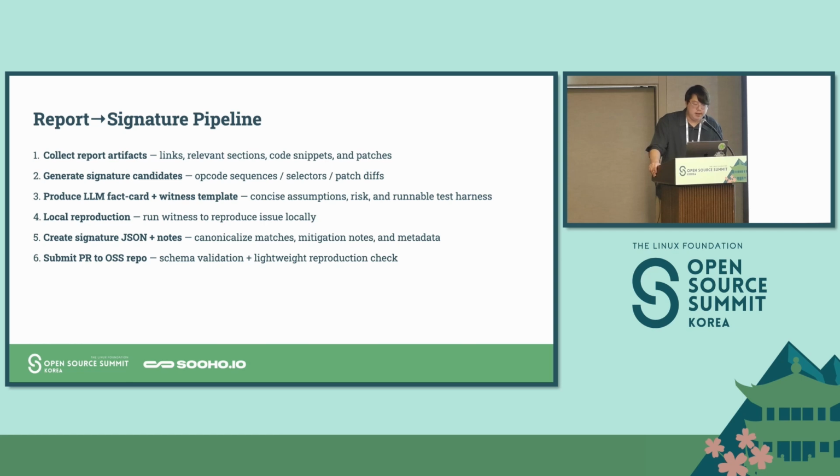Fourth, we try to reproduce the finding locally and run witnesses to make sure it's valid. Fifth, we finalize the signature in JSON format, adding short notes about how to match it and how it was fixed. And finally, we submit pull requests to a designated repository. There, a validation check ensures the schema is correct and the example still reproduces. So we implement it without any heavy tooling, just some GitHub Actions to validate the schema automatically. And later, we can even run small witnesses in a sandbox.